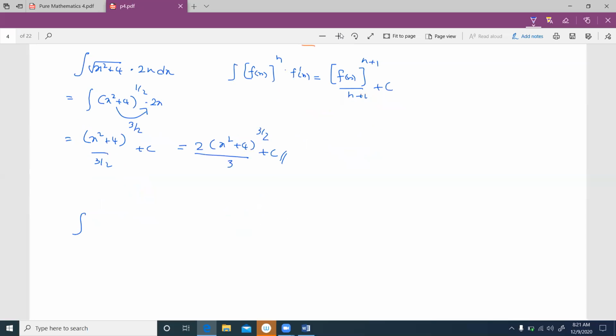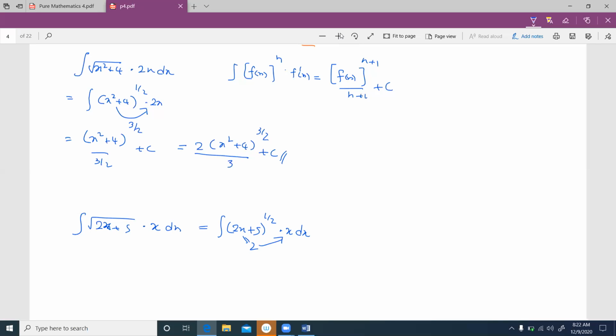You get the equation somewhere over here: the square root of 2x plus 5, into x dx. This is x. Now if you just write it like this, (2x plus 5) to the power half into x dx, what you can understand is that the differentiation of this is 2, but it's not available here.